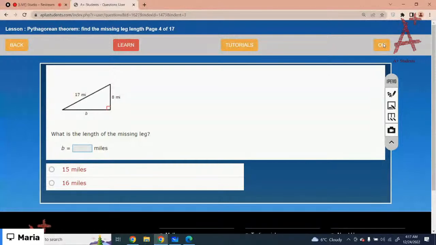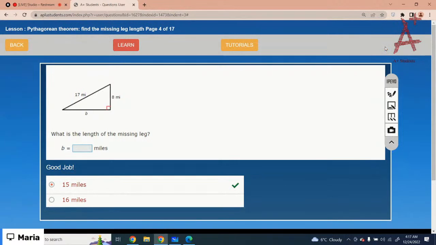Yes, the value of b is 17 squared minus 8 squared. 17 squared is 289. 289 minus 64 is 225, I think. Let me just confirm. 289 minus 64 is, yes, 225, and 225 is the square of 15. Got it? So the correct option is 15 miles. Just select the correct option, then click on the OK button.